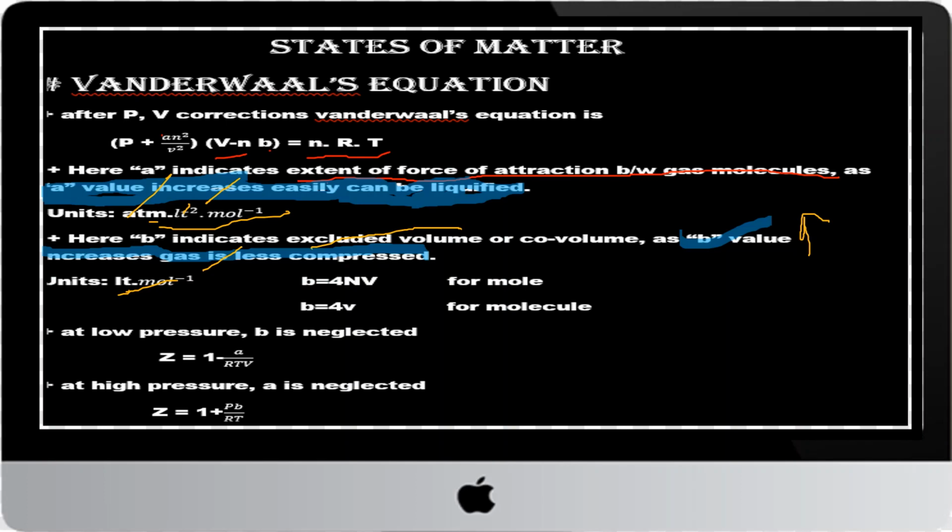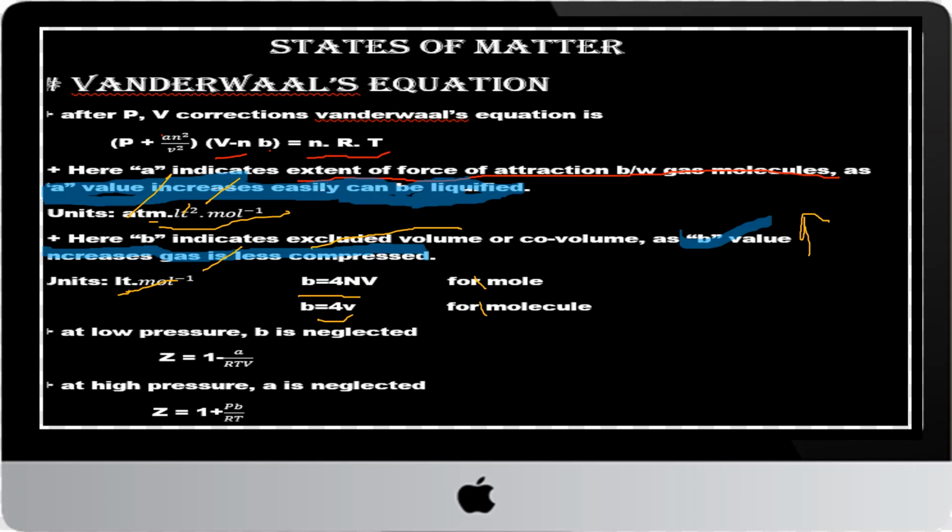If they ask you to find excluded volume or co-volume, then we use the formula b equals 4NV. This is for 1 mole. For 1 mole, and b equals 4v. This is for 1 molecule. For 1 molecule and for 1 mole. Make a difference of this.